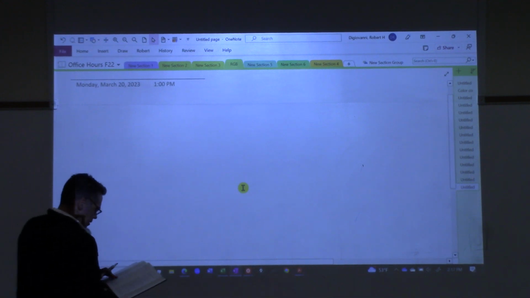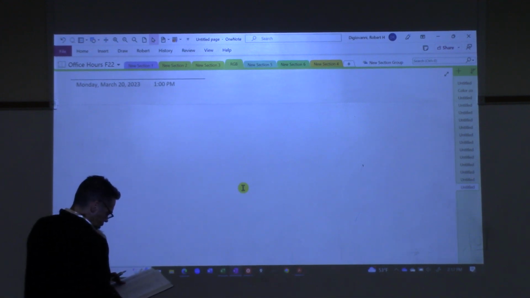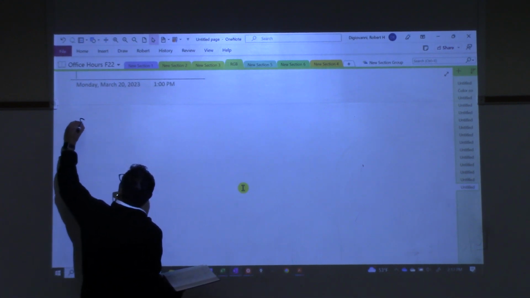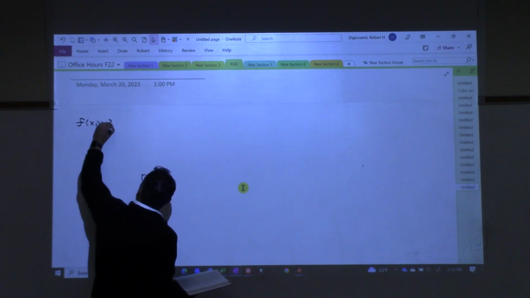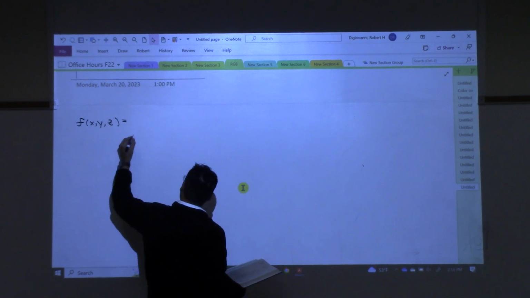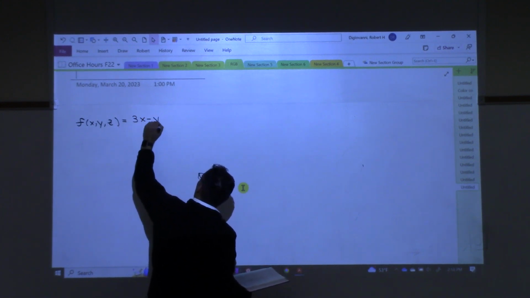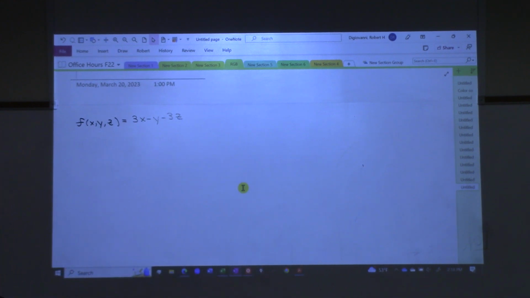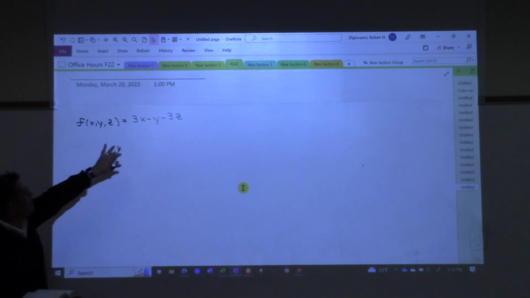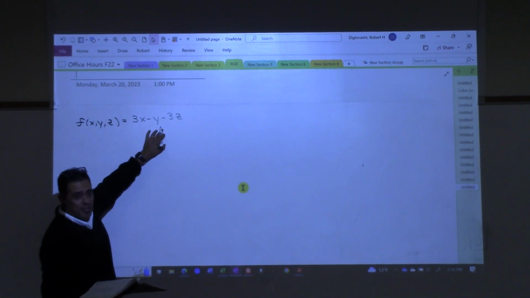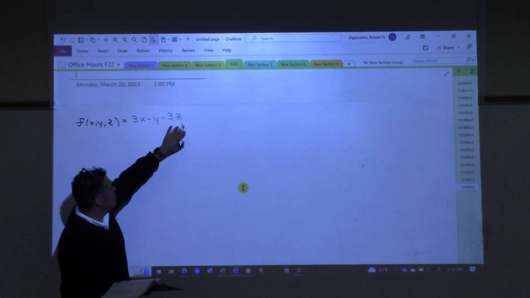So here's what we've got. Let's say we have f of x, y, z equals 3x minus y minus 3z. That is a plane in three-dimensional, right? This right here, it's not a plane. This is the equation of a plane, right? Equals a constant, right? If this is equal to a constant, that's a plane equation.